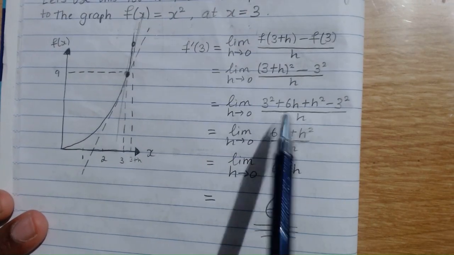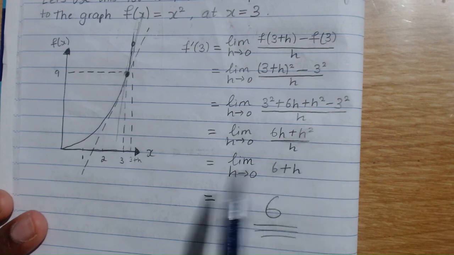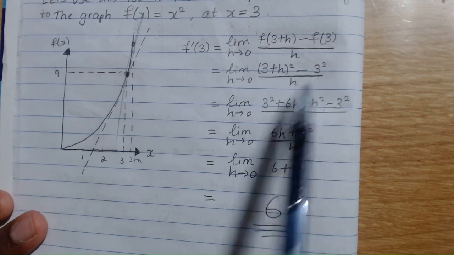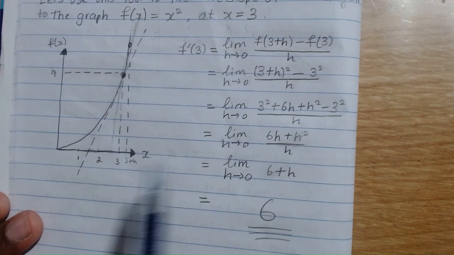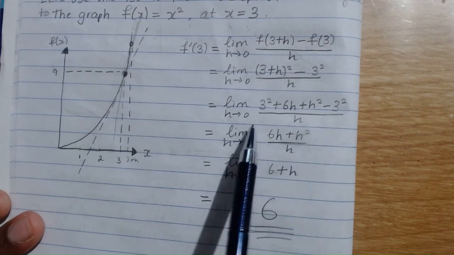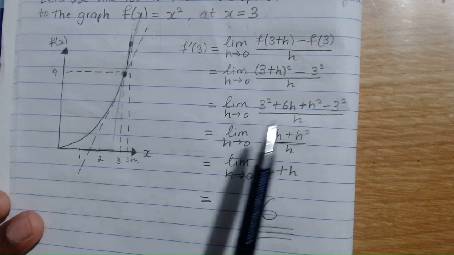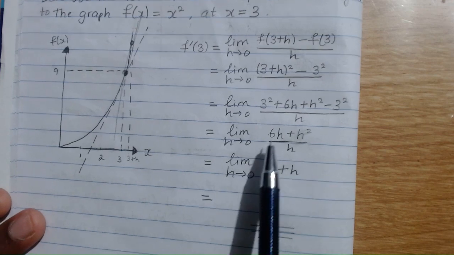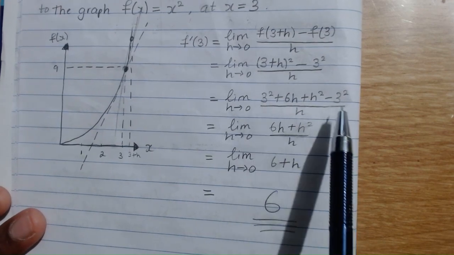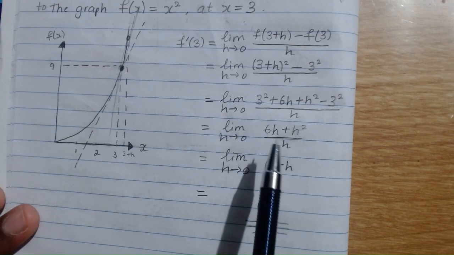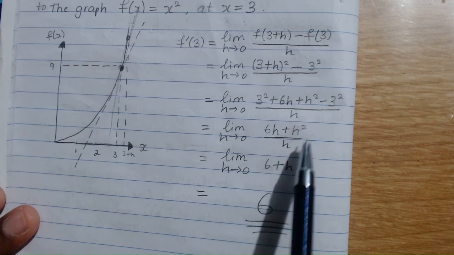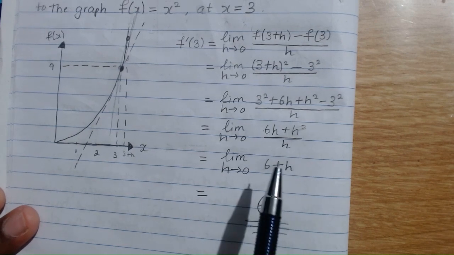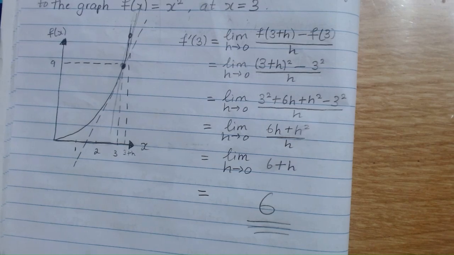evaluate that binomial by using FOIL. So we're going to say 3 squared plus 6h plus h squared minus 3 squared, and you may have noticed that I didn't actually evaluate 3 squared. I didn't write it as 9 because it actually cancels out down here. So we have this expression here, and now that positive 3 squared and the negative 3 squared cancel out. So we're left with 6h plus h squared over h, and the nice thing is that h also cancels out, well, some of the h's.